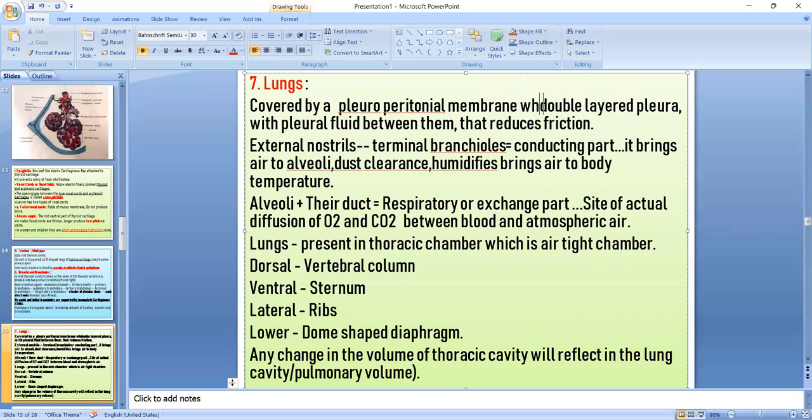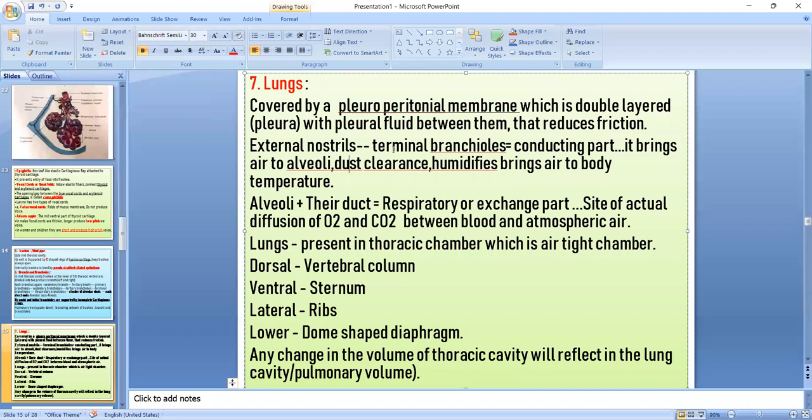Which is double layered, with the pleura. So the outer layer is generally known as the parietal, pleuroparietal layer. Inner is the pleurovisceral layer. Okay, between these two pleural membranes there is pleural fluid present. That acts as a shock absorber and reduces the friction. We all know that. So pleuroperitoneal membrane, remember that.